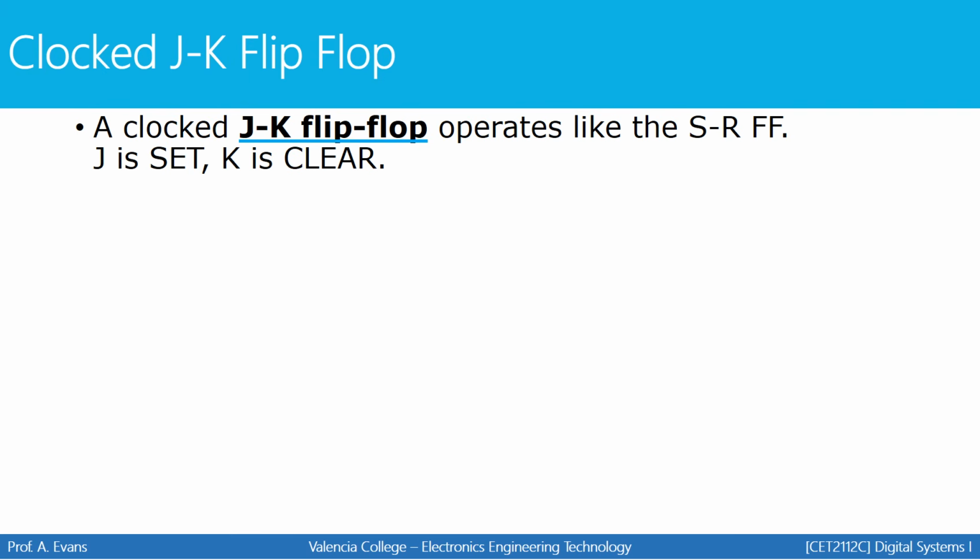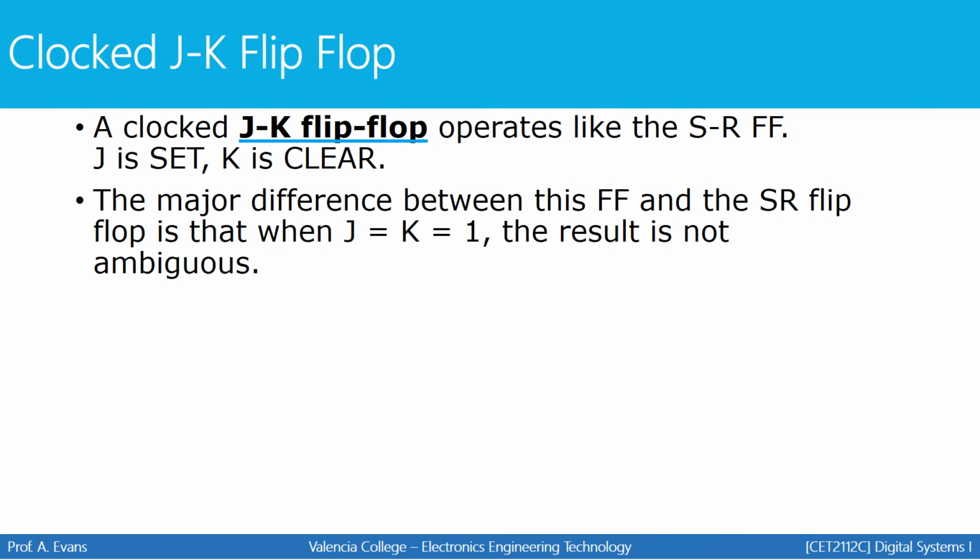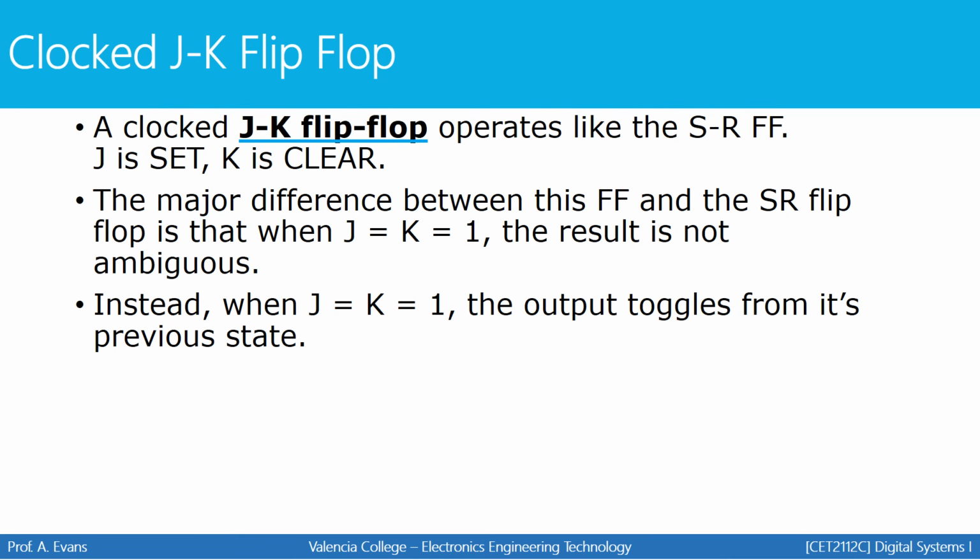The next type of flip-flop we're going to discuss is the JK flip-flop. It operates just like the SR flip-flop, except that J is considered to be set, K is considered to be clear. Instead of using S and R, it uses J and K for set and clear. The major difference between this flip-flop and the SR flip-flop is that when J and K are both 1, the result is not ambiguous. Instead, when J and K are both 1, the output will toggle from its previous state.